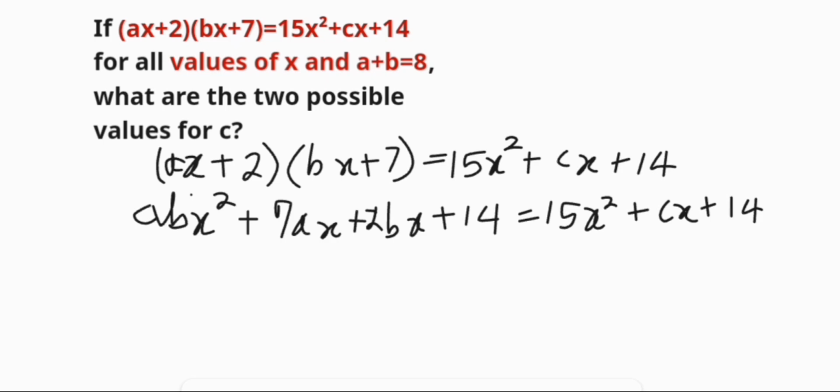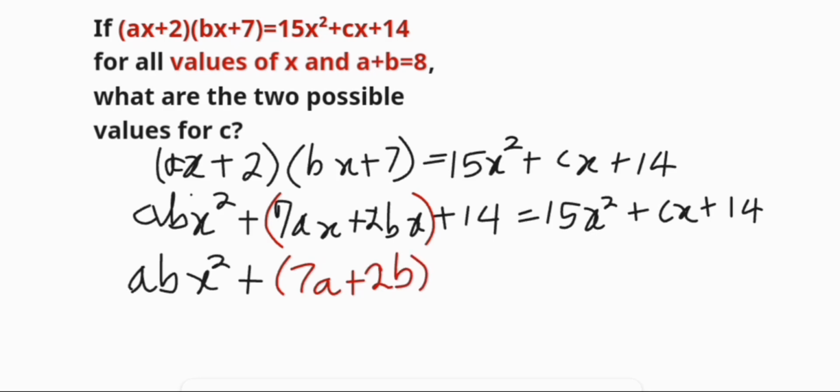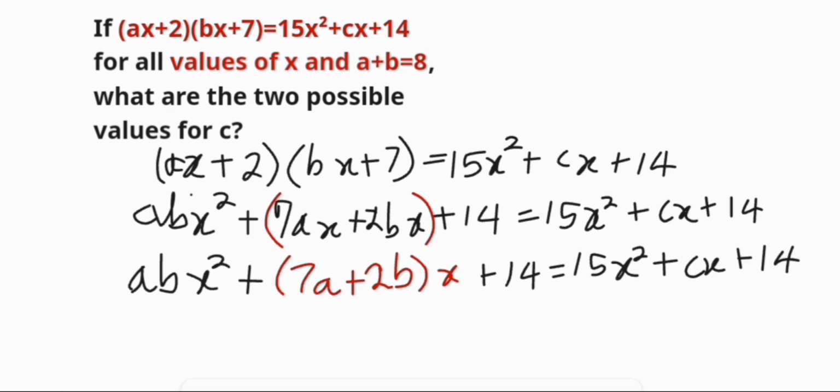On the left, we factor x from the terms that have x, so that we have abx squared plus 7a plus 2b with x factored, plus 14, and this is equal to 15x squared plus cx plus 14. Then at this stage we compare the coefficients on the left to those on the right.